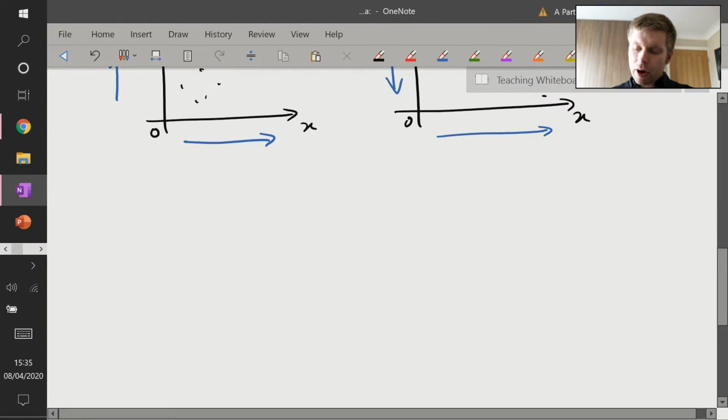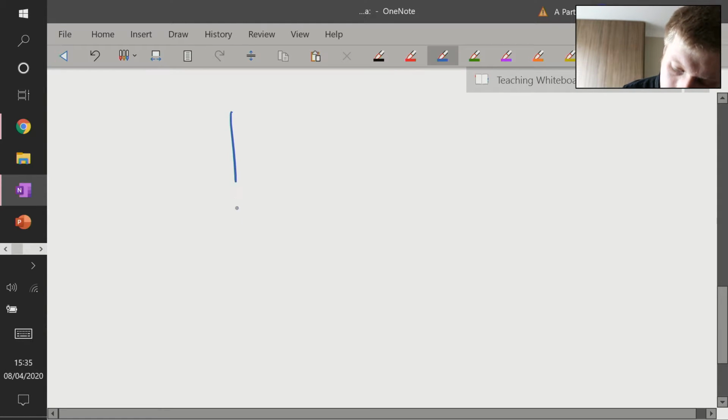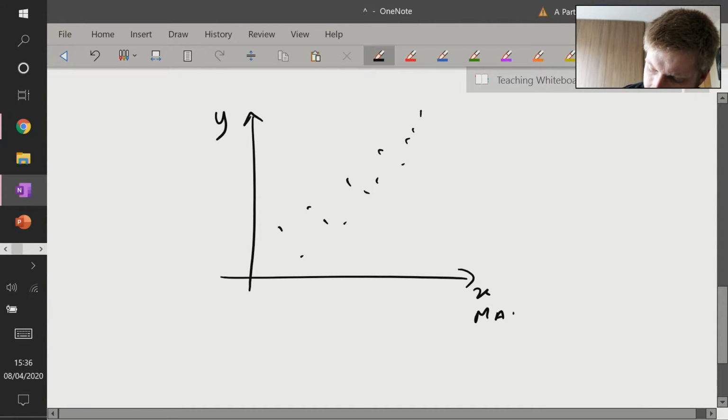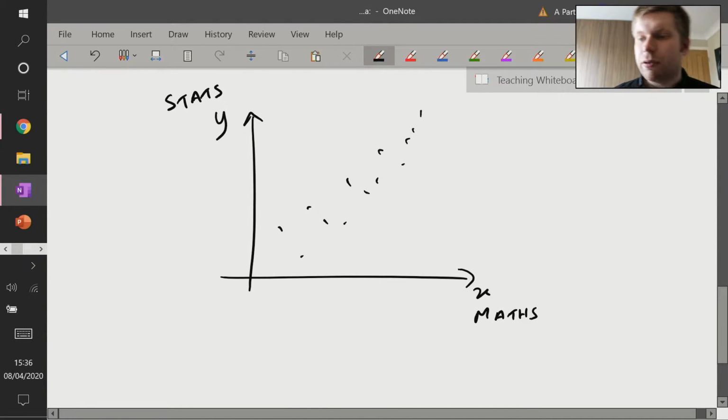Okay, so let's try and quantify this in a little bit more detail. Let's suppose that my scatter plot actually looked something like this. Let's look at the positive case first of all. Let's suppose that my scores actually look like this, because I know that's probably going to be likely. If this is maths and this is stats, the higher you score on the maths paper, probably you're going to score pretty highly on the stats paper as well.